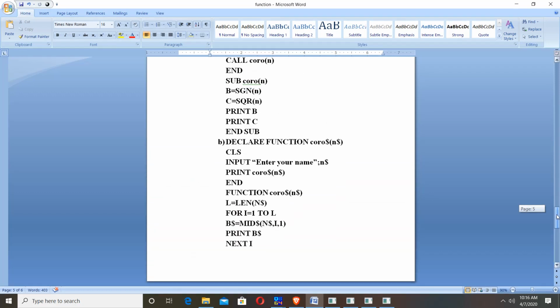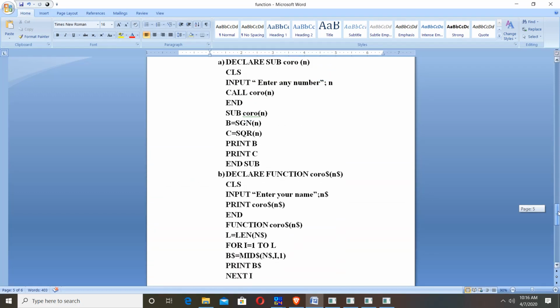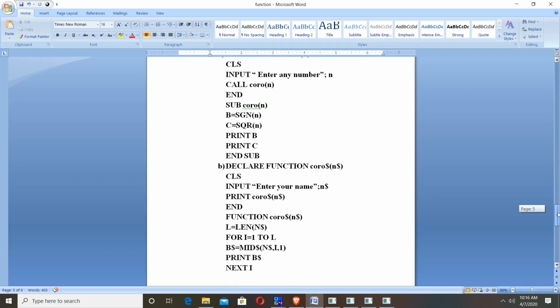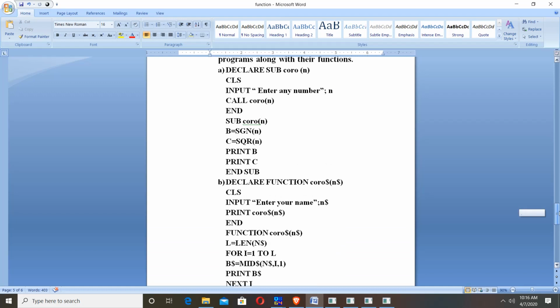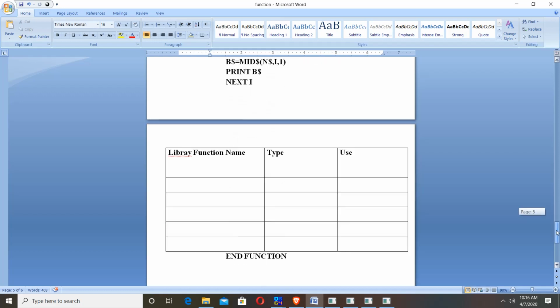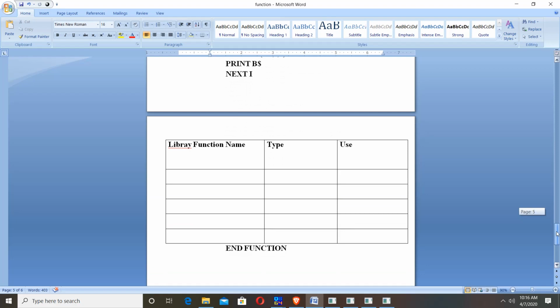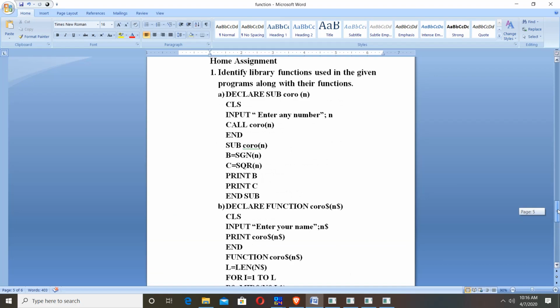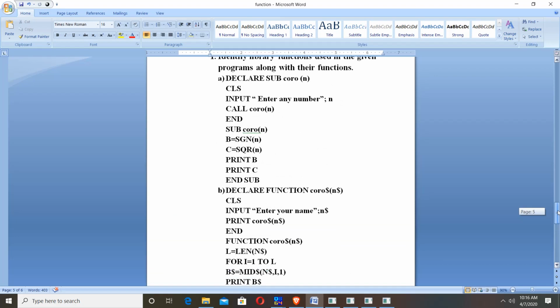Just see the program once again. These are the two different programs. You can just click photo of these two programs, or you can just pause the video. After that, you can what? Write the answer for the given question. And what is asked to you? You are asked to find what? The library function. After that, you are asked to find the type and what is the use of those library function, that you have to know.